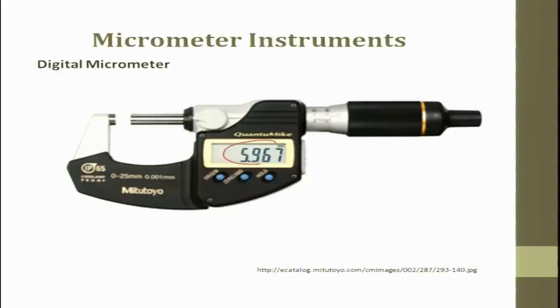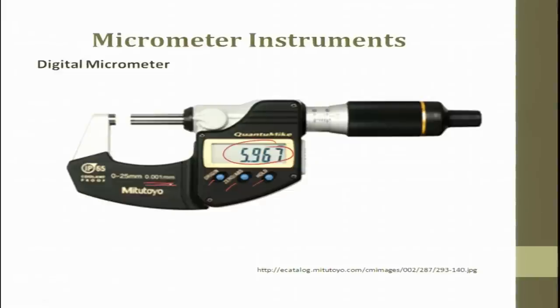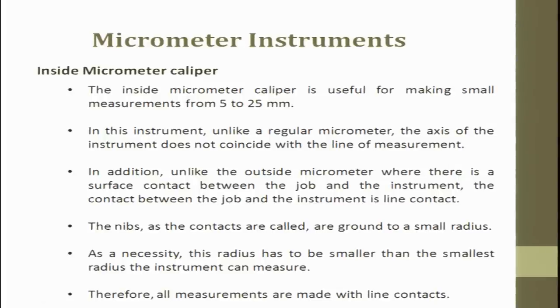So you can see here, it can go up to 3 decimals. These are used to convert from inches to millimeter and other things. Here is the least count which is displayed, which is 1 micrometer.